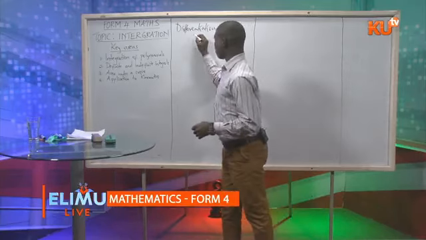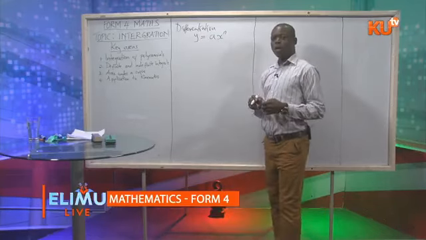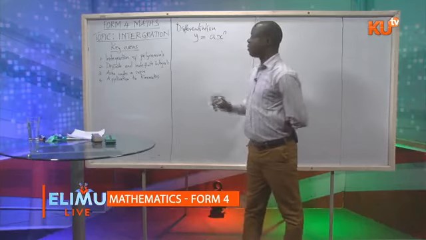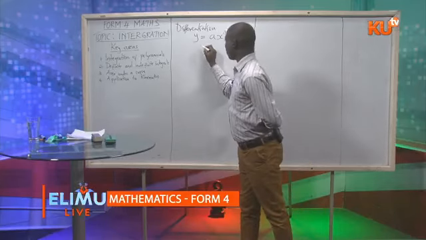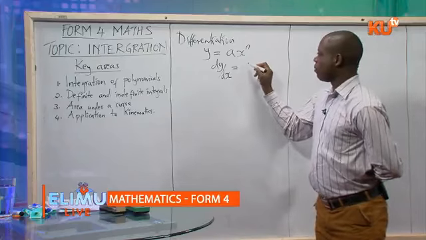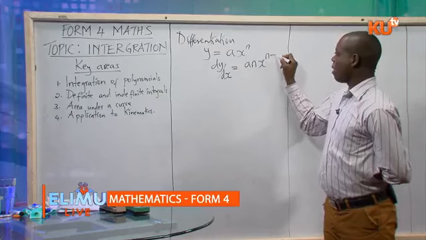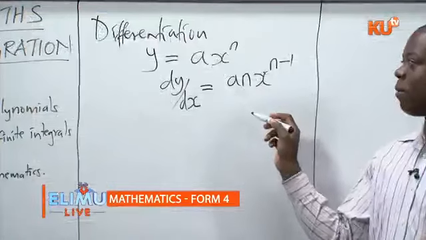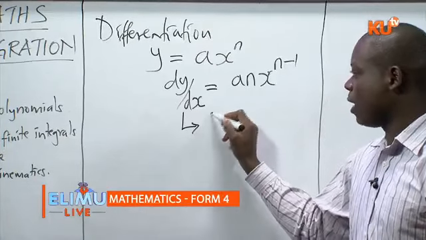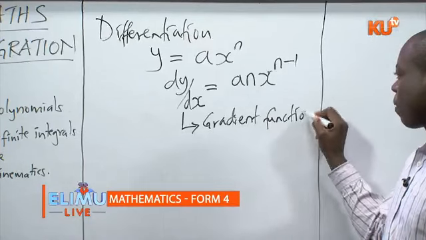So in this case, for a function y = ax^n, when you're carrying out differentiation, what we do is we start by subtracting 1 from the power. So we have dy/dx representing the derivative becomes: we take a, we multiply by the power, then we have x^(n-1). This is the process for differentiation. And in this case, what we obtain here is what we call the gradient function.